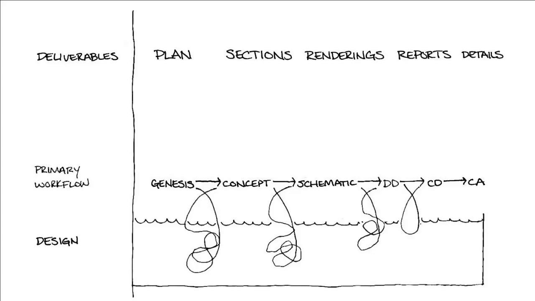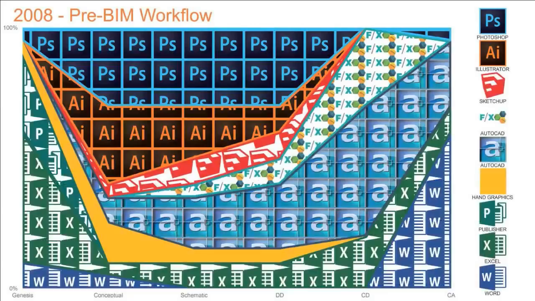Now, in a traditional office, prior to us transitioning to BIM, our workflow looked like this. We weave a web of interconnected workflows. Apologies for these not working yet. Hopefully, you'll see them again here in a second.